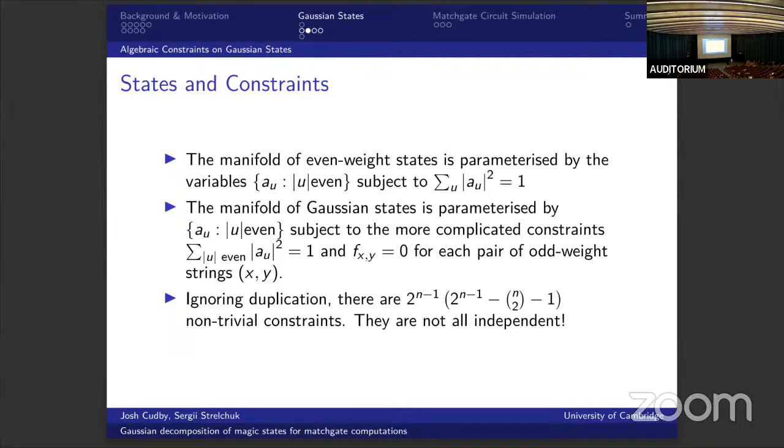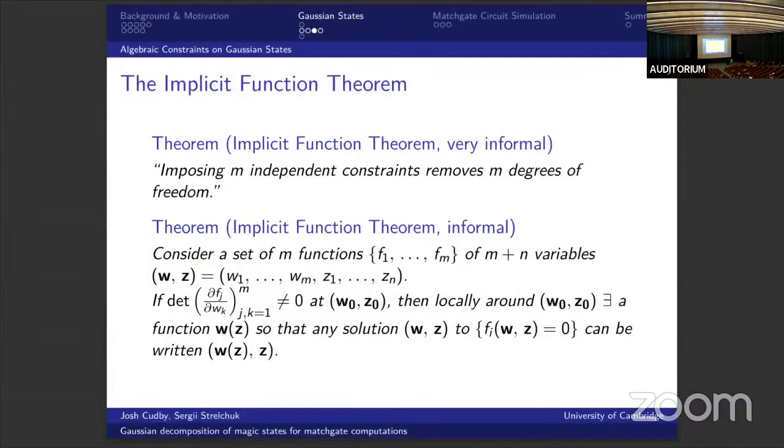And actually, this is too many constraints. If they were all independent, we wouldn't have any Gaussian states. But we know that it is possible to prepare states with matchgate circuits. So clearly, not all these equations are independent. Now, how are we going to find an independent set? I'm going to appeal to something called the implicit function theorem. And if you've not seen this before, all you really have to care about is that it essentially says that imposing m independent constraints removes m degrees of freedom.